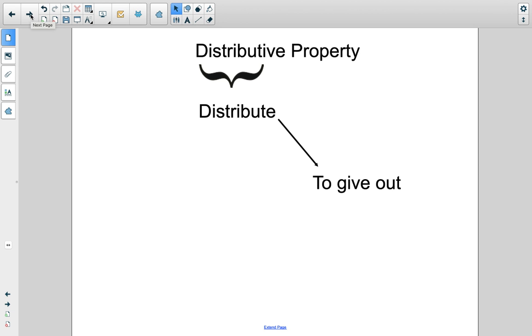All right. You might even be playing cards, and you're distributing the cards to the people that you're playing with. That means to give out. So this is basically what distributive property means when it comes to math.